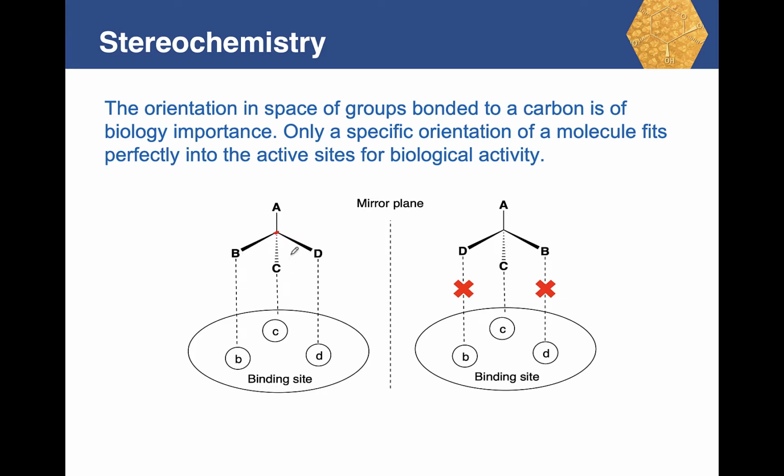For activity, they must fit perfectly into these sites. So this one will have biological activity. If the bonding arrangement in space, or the spatial arrangement, is different for the same A, B, and C, and it cannot fit into the active sites, there is no activity here. So that's just an illustration of the body recognizing specific orientations of atoms in a molecule in space.